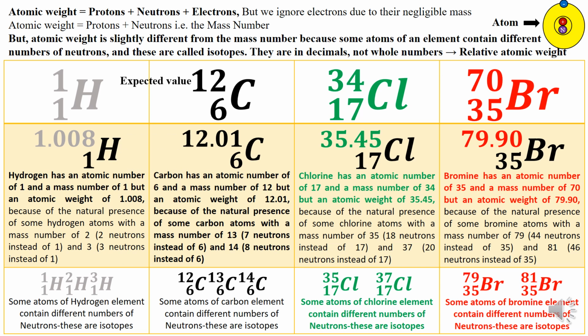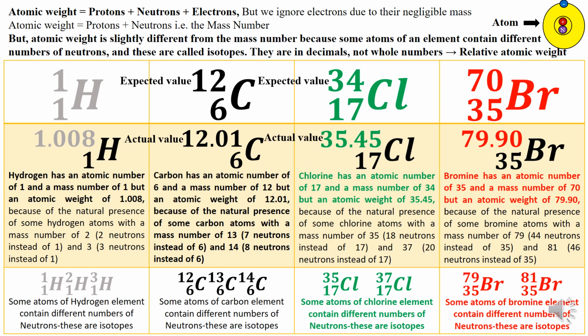So in case of carbon, the expected or the theoretical value is 12, but the actual value, that is the relative atomic weight of carbon, is 12.01. And in case of chlorine, the expected value is 34. So you get this 34 from calculating the number of protons and neutrons, considering chlorine to be a stable atom. But the actual value is 35.45.